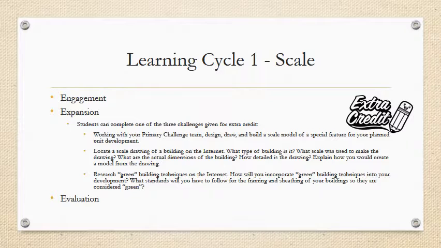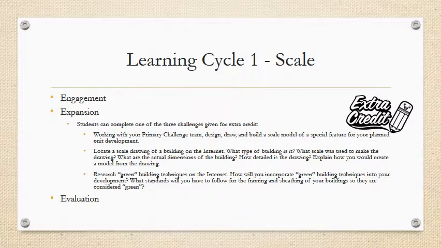In these learning cycles, the expansion section is the connection to the real world, and how this mirrors something that you might do in this job somewhere else. Granted, most of these things are very real world, very accessible for students to understand, but sometimes they don't really understand the full scale.